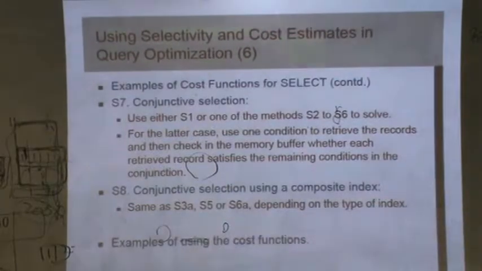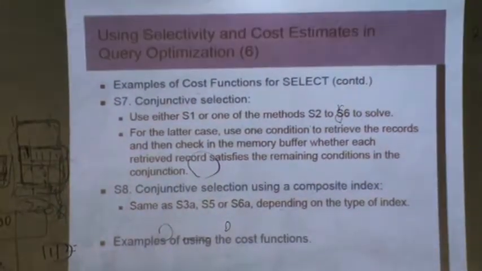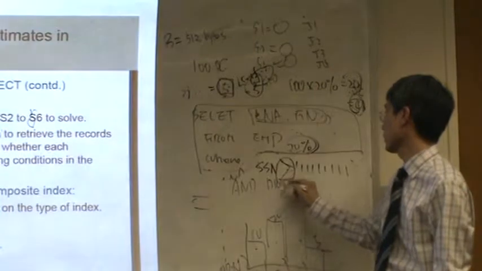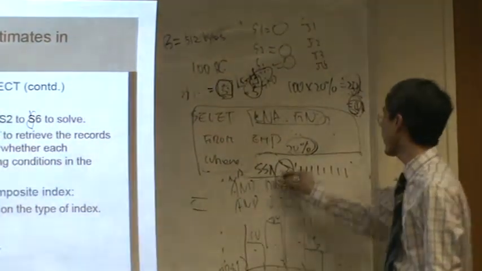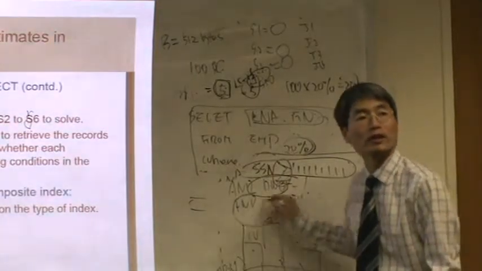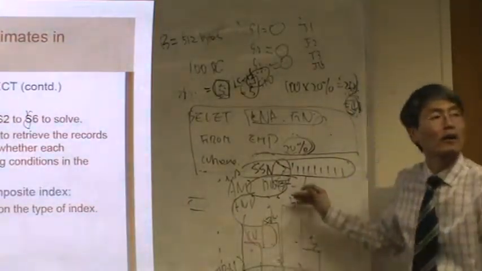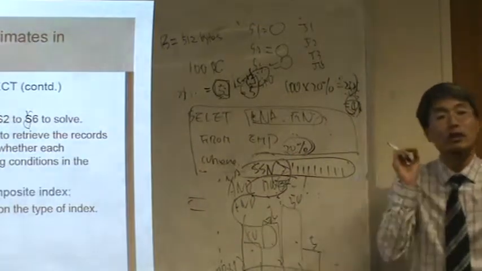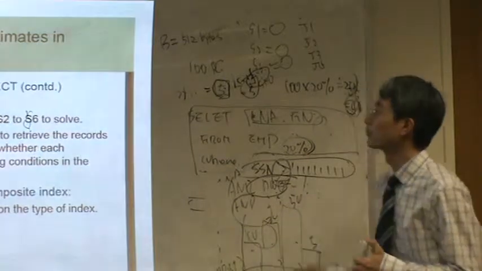Next is the 7a. It is the combine. When we have several conditions here, like the AND, DNO is equal to 1 and some other condition, we can separate this one, this one, this one. In case of conjunctive, we segment and compute the cost, then select the smallest one. That is the conjunctive.